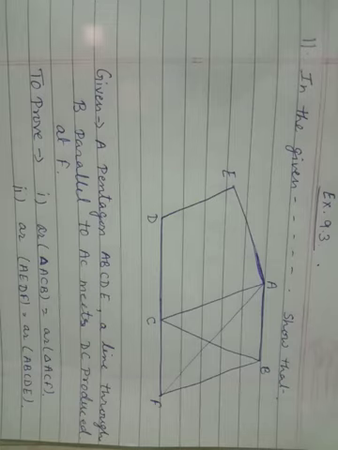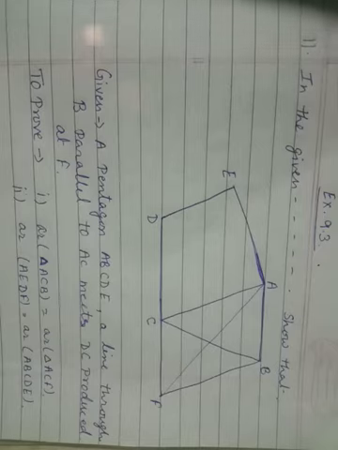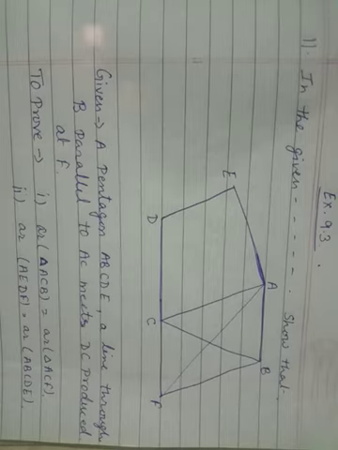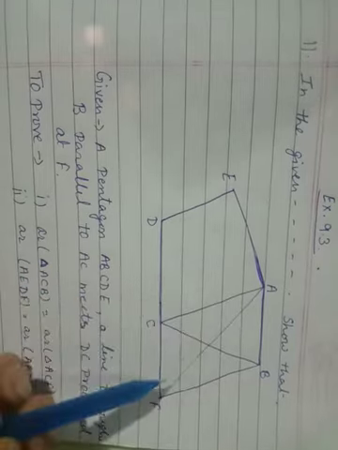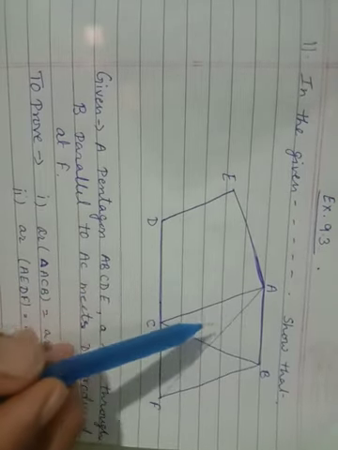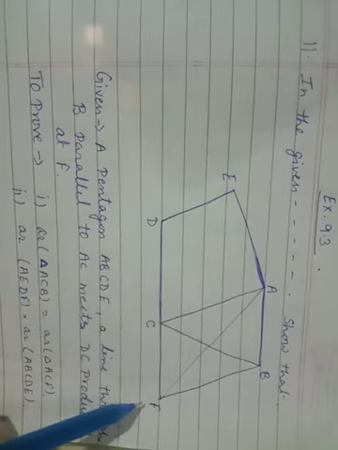Question 11 of Exercise 9.3. In the given figure, ABCDE is a pentagon. A line through B parallel to AC meets DC produced at F. Show that area of triangle ACB is equal to area of triangle ACF.